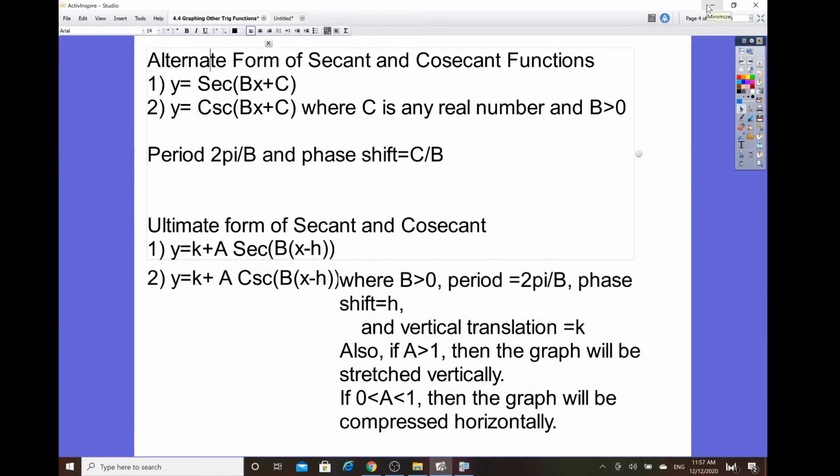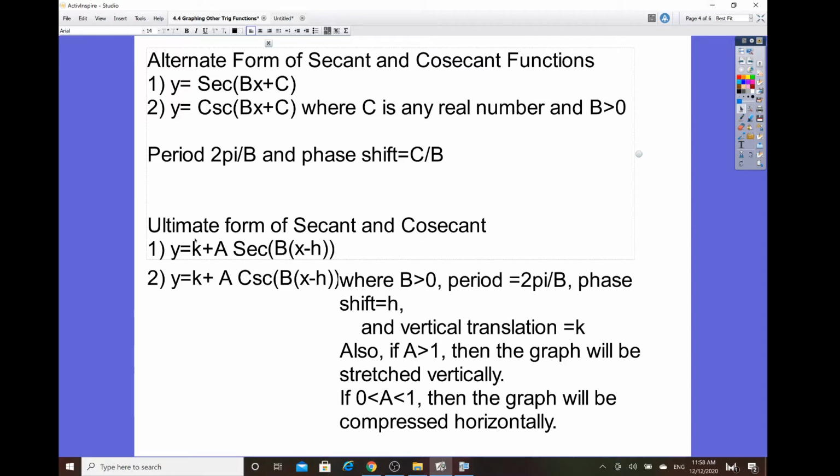Alright, Algebra 2 Trig Honors students, this is the second half of 4.3. The alternate form of secant and cosecant functions: y equals secant of the quantity bx plus c, or y equals cosecant of bx plus c. Again, the structure is pretty much the same as cosine, sine, tangent, and cotangent, and this one is for secant and cosecant.